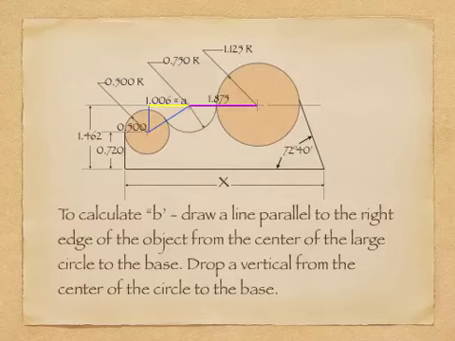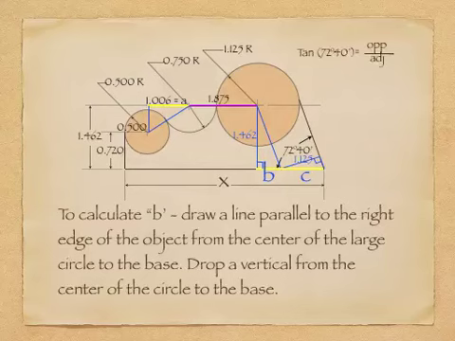First, we'll draw a line parallel to our end line down to the base. Next, also from the center of the circle, we'll draw a vertical. We know the height of that vertical on the left-hand side. That's 1 and 462 thousandths. And using that and the angle, we'll be able to calculate B.